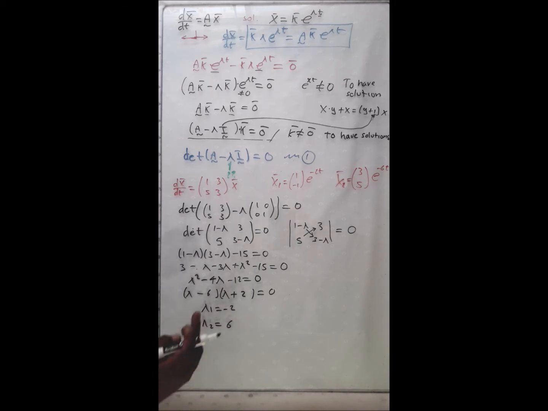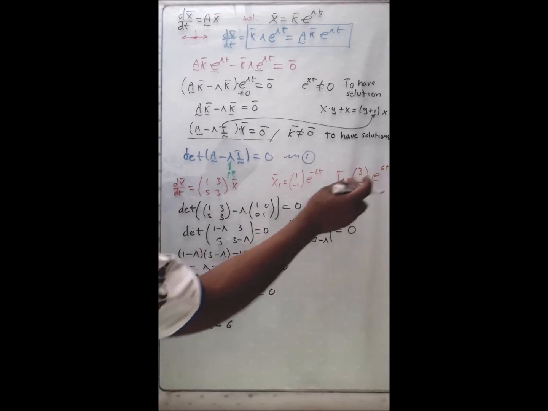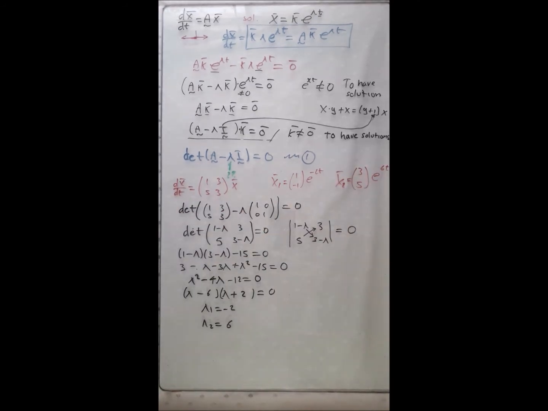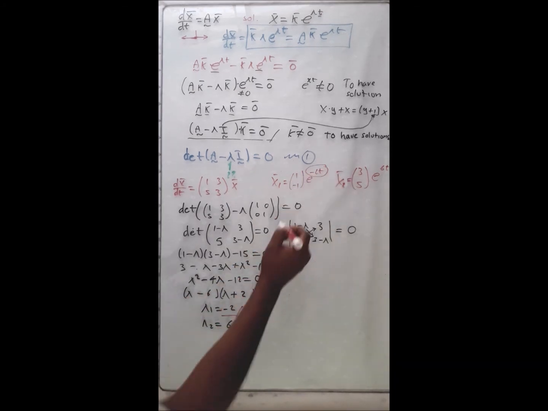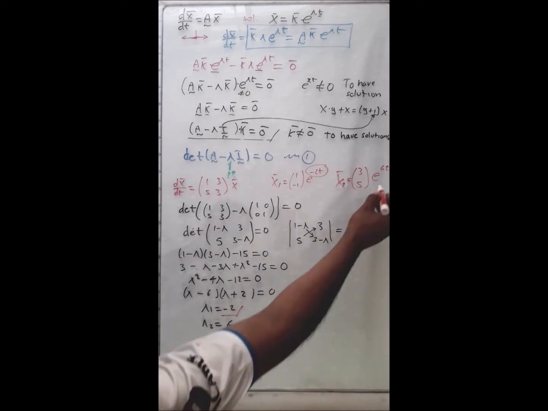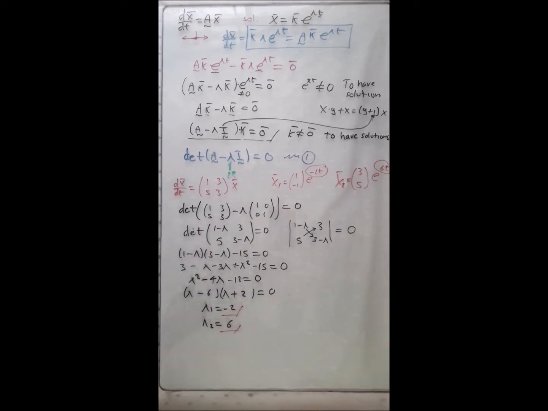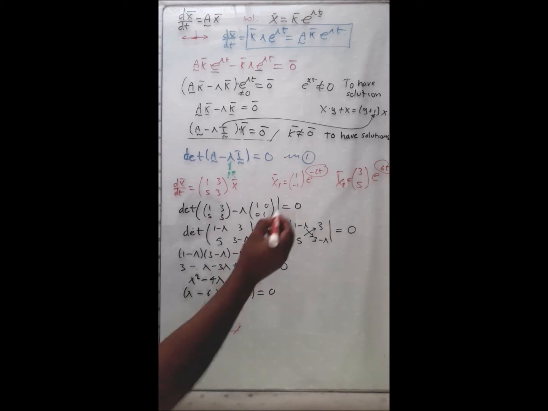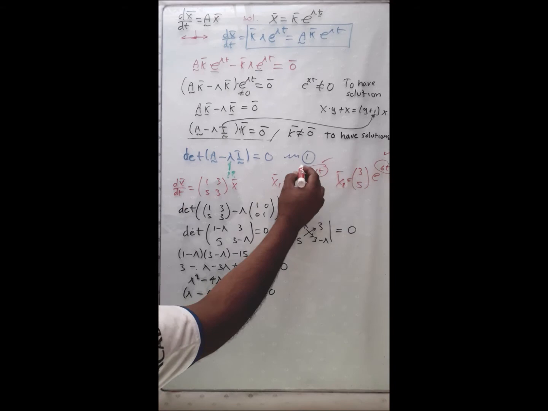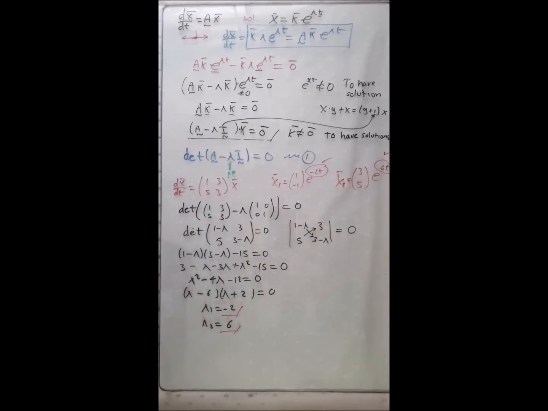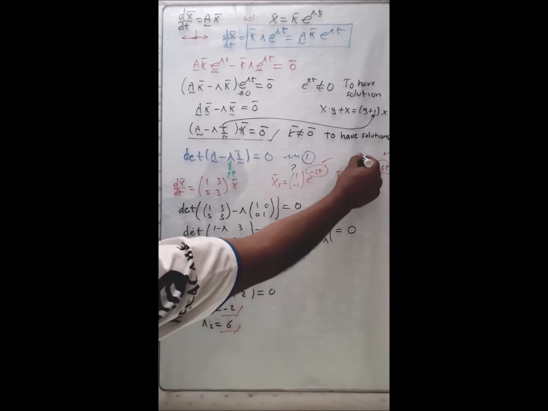By the way, I have a mistake here. This is positive. Now, as you can see here, we have found the values of lambda: minus 2, and then 6. So, engineers, this is the procedure to find the values of lambda. We found the values of lambda. What about the k vectors?